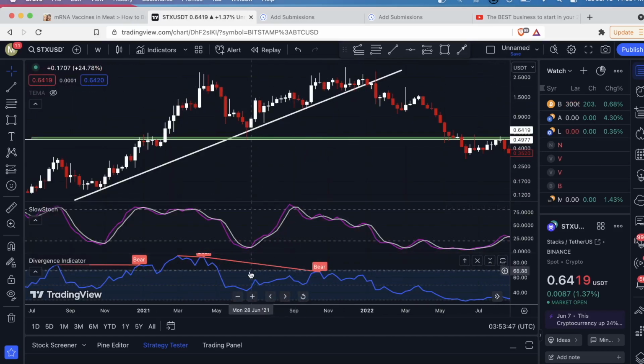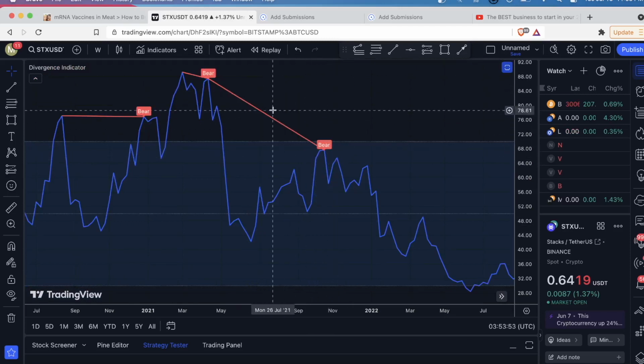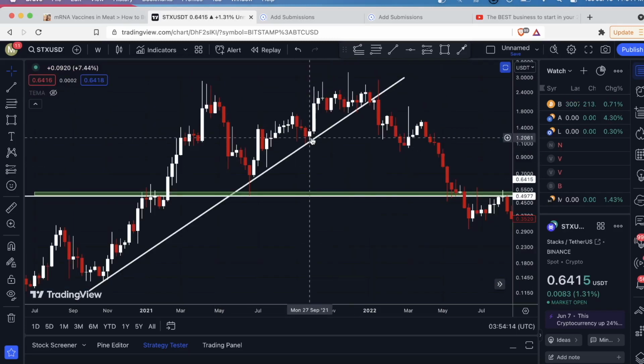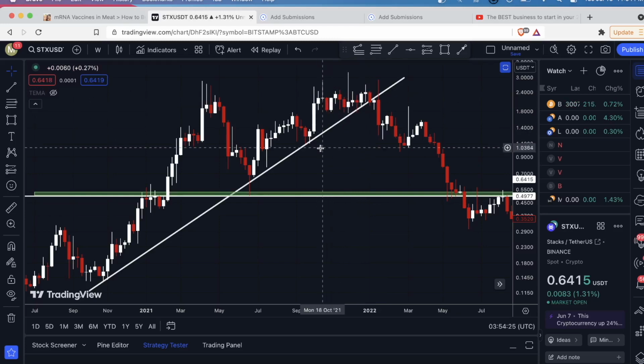But on the oscillator, we made a lower high, a much lower high. So price action, higher high; oscillator, lower high. You could look at the RSI or this divergence indicator. It's basically the same thing. This just marks out that this was a bearish divergence. So guys, look for that when you're seeing a double top or a double bottom. If you want to see if the trend is weakening, then look for a divergence on the oscillators.